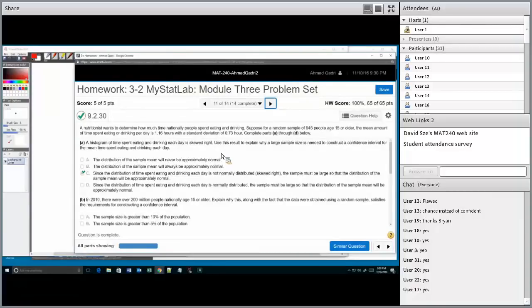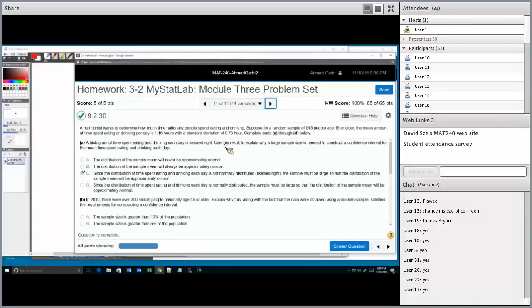Now, the reason you need a large sample is because if you have a skewed distribution, then your mean will be skewed, right? Your mean will be skewed in that direction. Remember, we did this during week 1. So in order for the distribution of the sample mean to be approximately normal, you will need a large sample size. We did this last week when we talked about the central limit theorem.